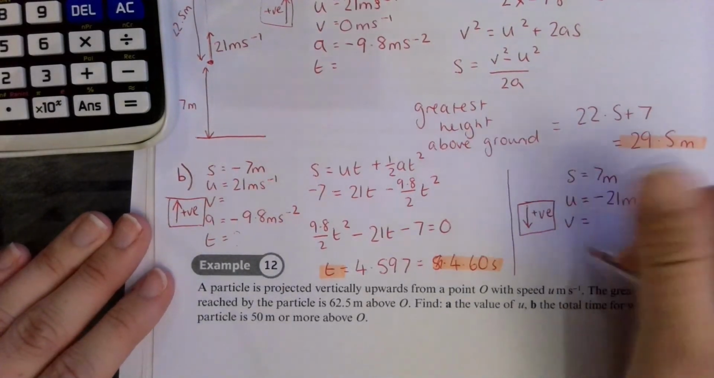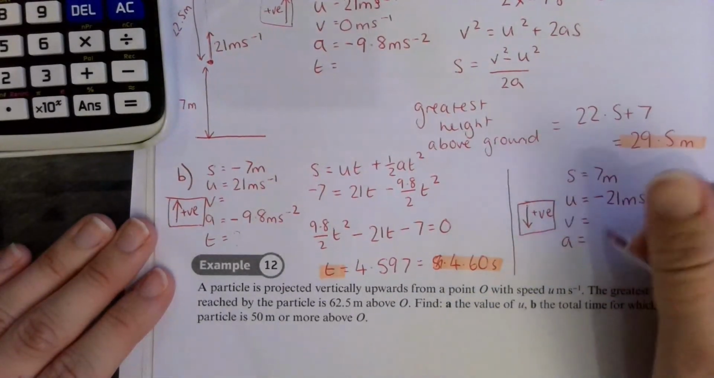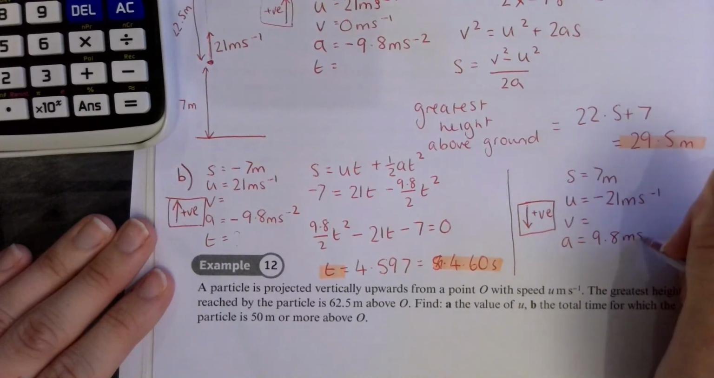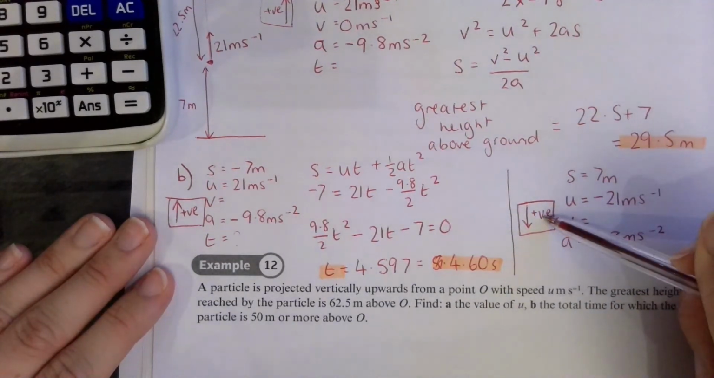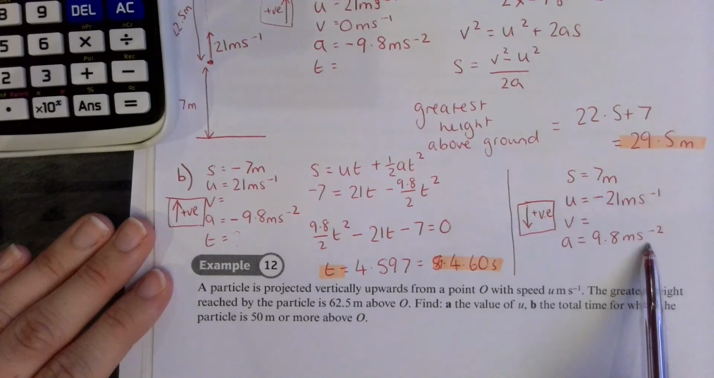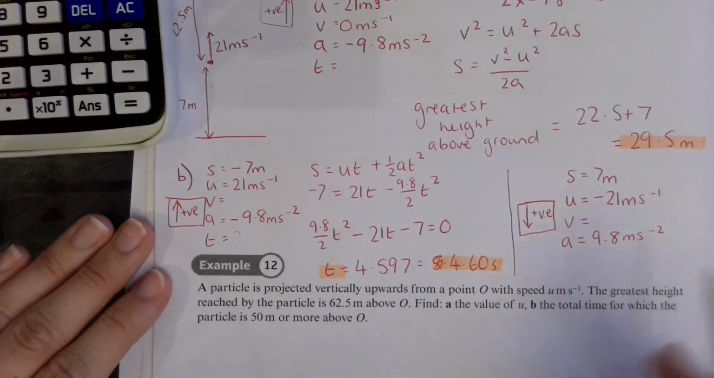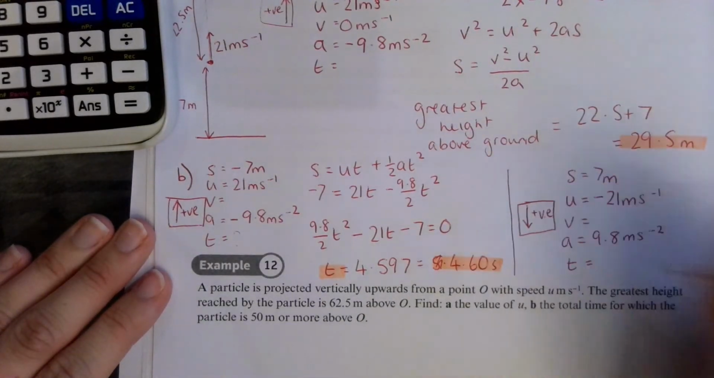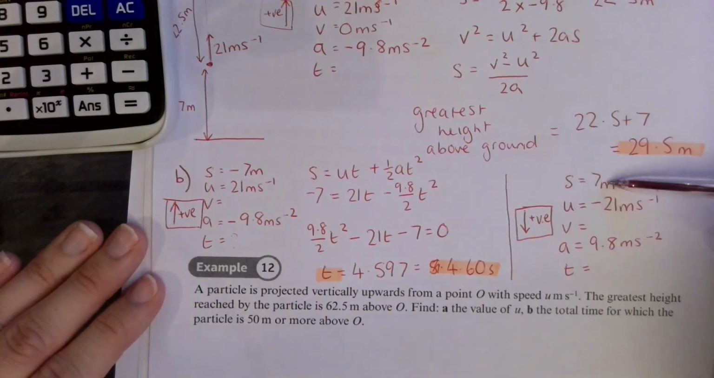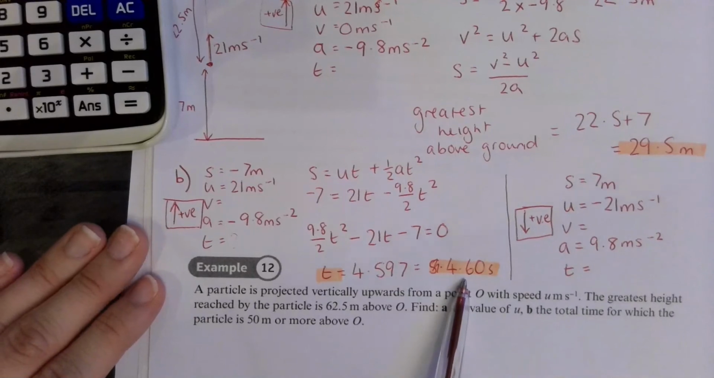Final velocity we didn't know. The acceleration would be 9.8 meters per second squared because I'm taking downwards as positive. Gravity acts downwards, so my acceleration downwards is positive. And the time is what we're trying to work out. Now, if you use these variables and put them into the SUVAT formula, you would get the same answer as we did here.